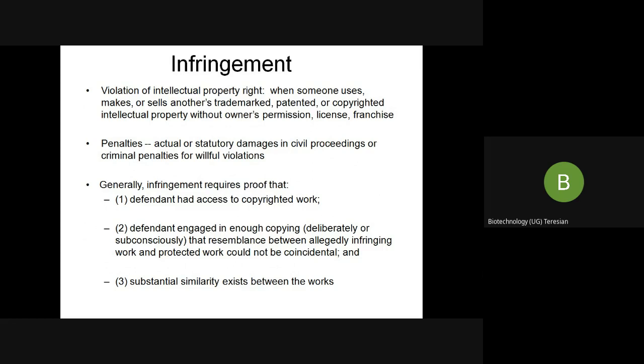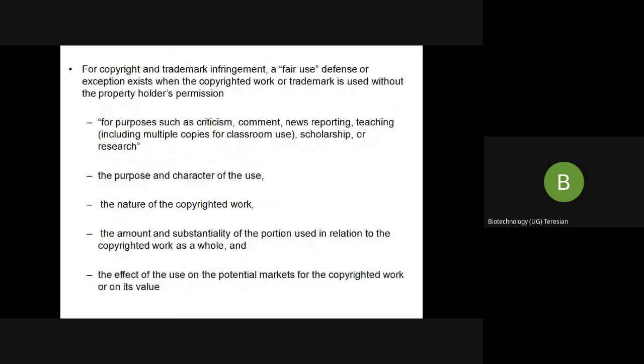If it is fully copied, or part of it is copied, or some of the things copied exist between the two works, all these are called infringement. But whenever it comes to copyright, there is a term we call fair use, or defense or exception, when the copyright work or trademark is used without the property holder's permission. That is, fair use means you are using the author's or the trademark owner's certain work without his permission, and that is known as fair use.